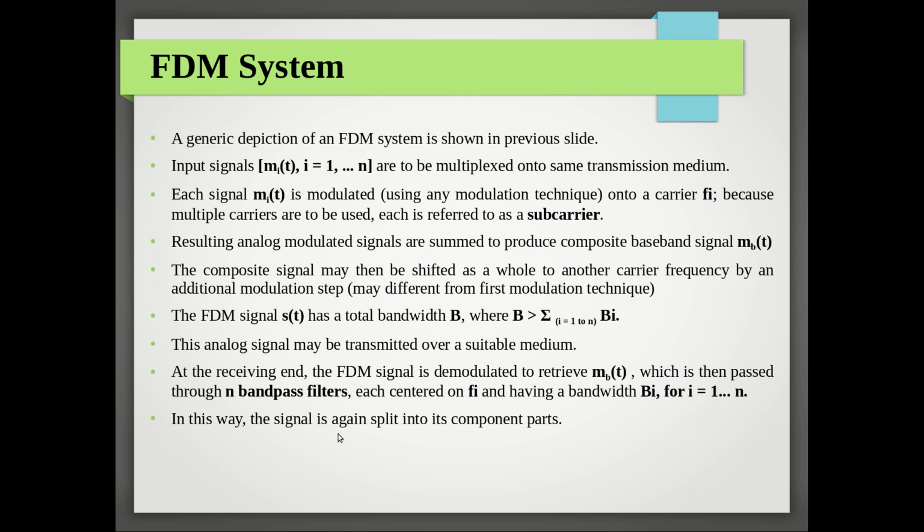In this way, the signal is again split into component parts, and each component is then demodulated to recover the original signal. Because at the center side we did a modulation to convert to analog form, now you have to return back. You apply that modulation and demodulation only if needed; otherwise you can skip that phase. That is the overview.